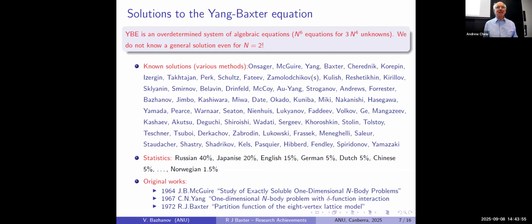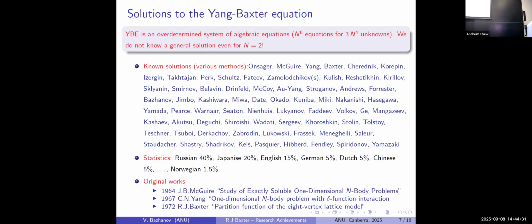It's Lars Onsager, who actually was the first to solve the Yang-Baxter equation. It's a star-triangle, a special form of the Yang-Baxter equation. He didn't know about the Yang-Baxter equation at that time, 1944. But formally, original works are listed at the bottom. Jim McGuire, 1964. C. N. Yang, '67, and Rodney Baxter, '72.